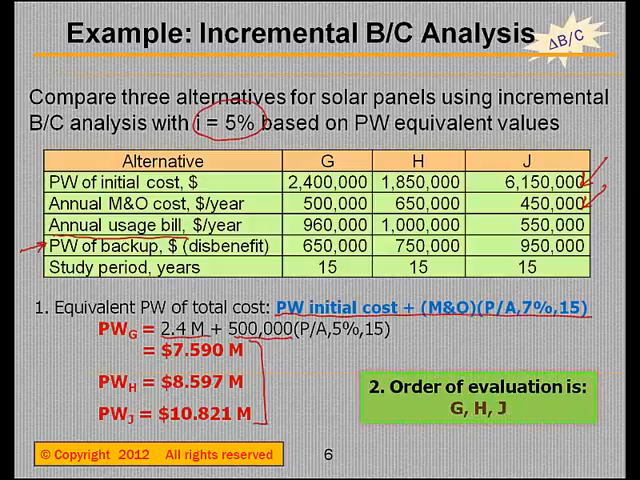In step 2, we order the alternatives by increasing present worth value. The evaluation order is G, H, and finally J. H versus G will be the first comparison. It is important to recognize that although alternative H has a lower first cost than G, $1.85 million versus $2.4 million, H has a higher equivalent total cost, about $8.6 million versus about $7.6 million for G. This is why the incremental BC method requires ordering by total costs, not just first costs.